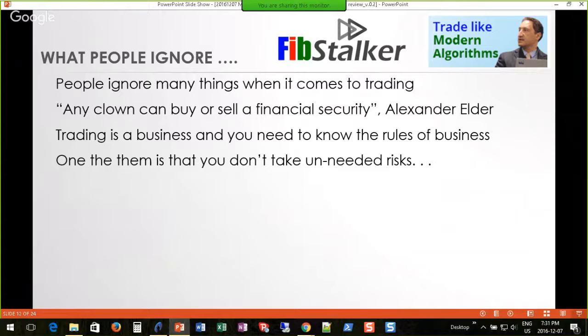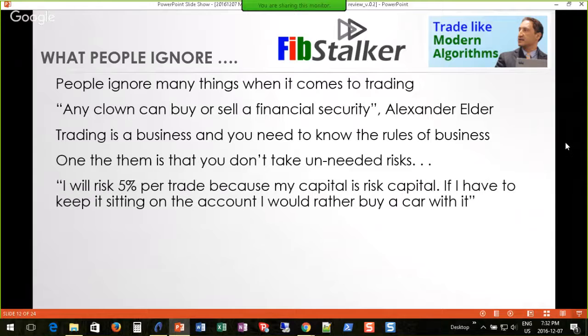When you have your own business, you understand that you want to manage risk. You're not dealing with other people's money. You are dealing with your own time and money, and you want to be able to manage risk properly. Now, some people tell me, I risk 5% per trade because my capital is risk capital. I have to keep it sitting on the account. If I have to keep it there, I would rather buy a car with it.